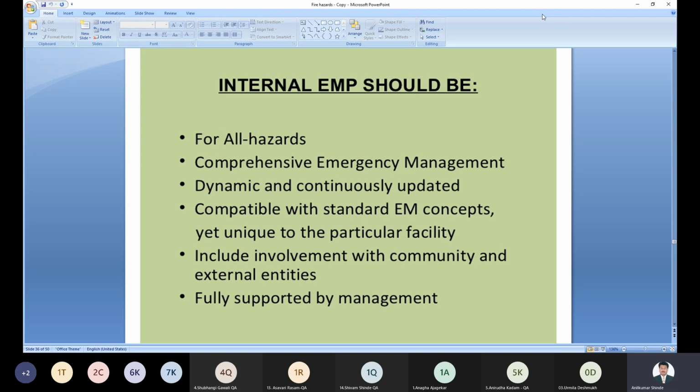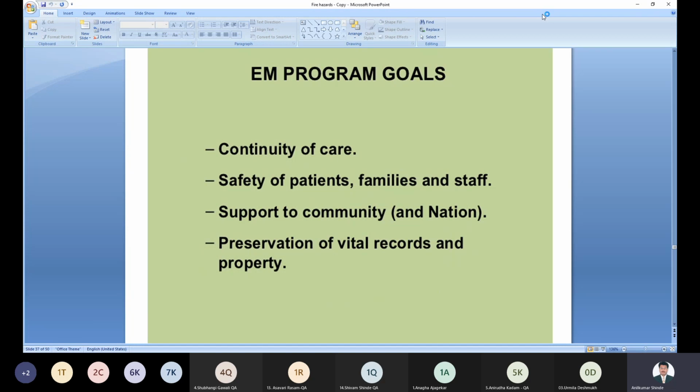The internal EMP schedules should be required to cover all hazards. Comprehensive emergency management should be required, and these are fully supported by the management system of the company. EM program goals: continuity of care, the safety of patients, families and staff, support to the community or the nation, and preservation of vital records and property.